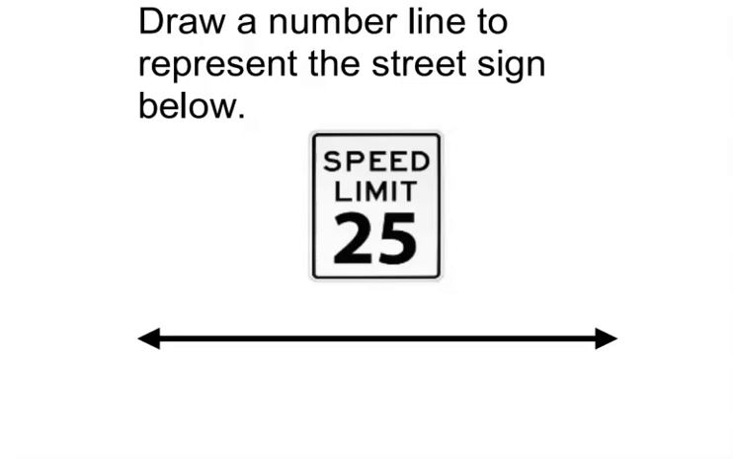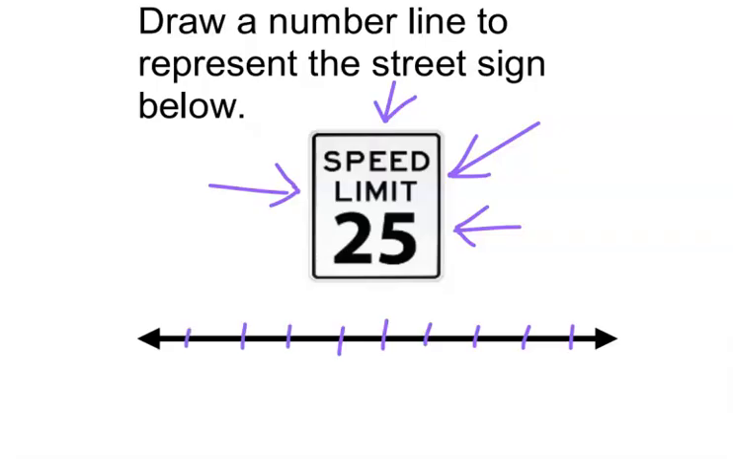Draw a number line to represent the street sign. Here's the street sign, speed limit 25. We must be in a residential area where there's a bunch of kids running around. 25 is pretty slow, so it's not going to be on an expressway or anything like that. All right, so we need to draw a number line. I'm just going to make some intervals on here, some hashes.